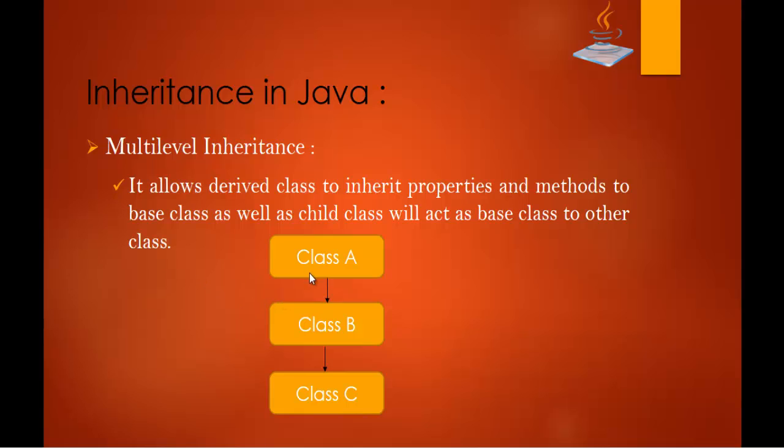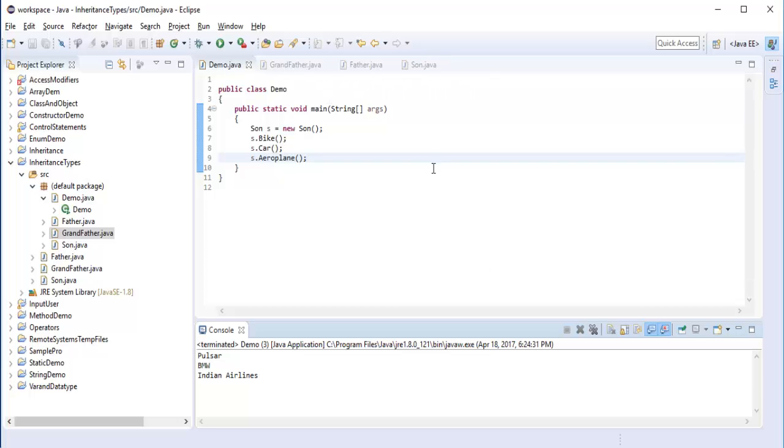In the sense, I'll inherit class A to class B. Next I'll inherit this class B to class C. So now class C will be getting all the methods which are present in class B as well as class A. This is what we call multi-level inheritance. So we understood that with the example of this grandfather, father and son classes.